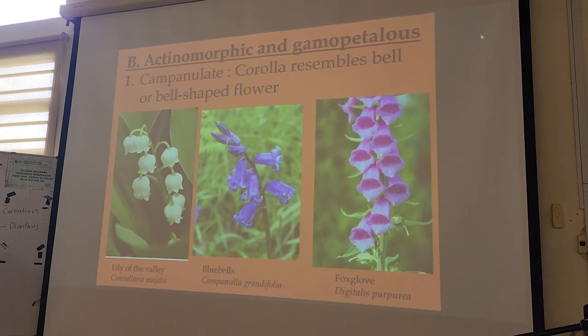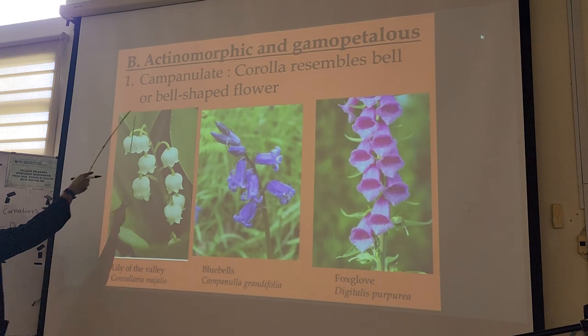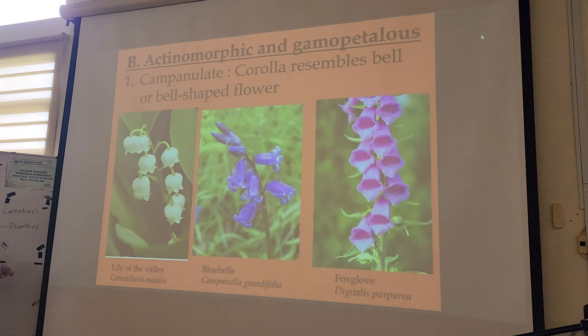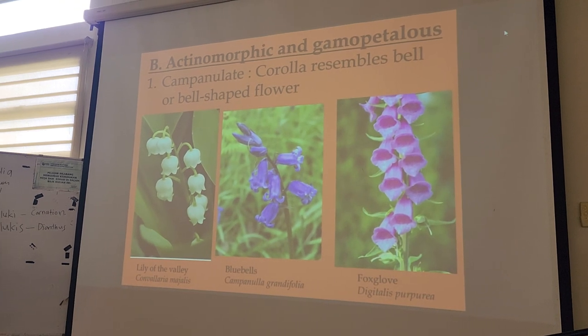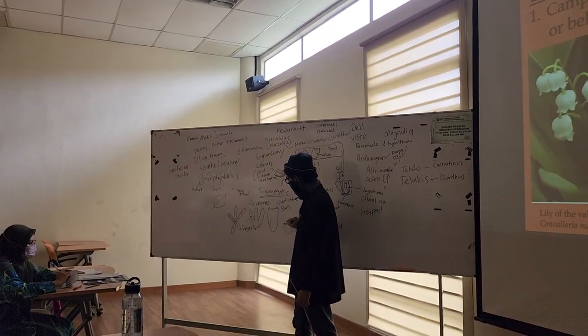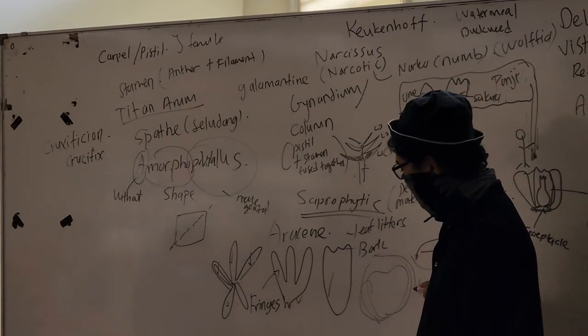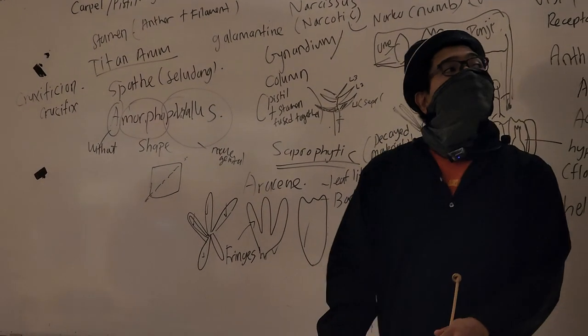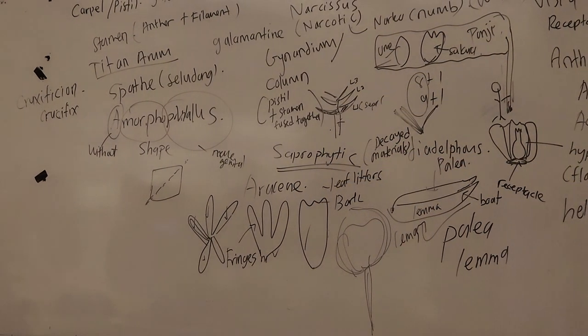Okay, actinomorphic, gamopetalous. Actinomorphic means that dia boleh radiate, kan? Dia boleh radiate the flower, but the petals kind of fuse. Kalau dia fuse in the form of bell, we call it campanulate. Macam ni, bunga-bunga ni. Tengok flower dia. Macam ni? Yeah, so they kind of like a bell. Okay, like a bell. Okay, campanulate. For example, lily of the valley, bluebells.